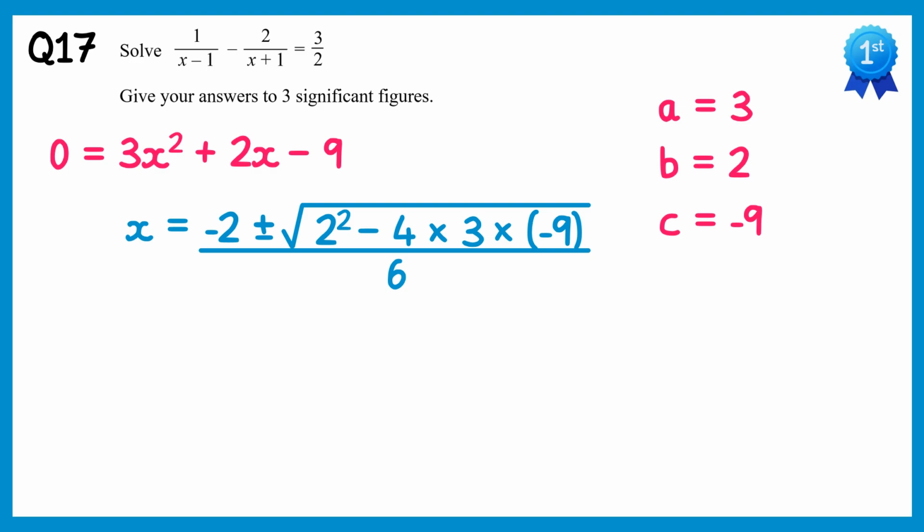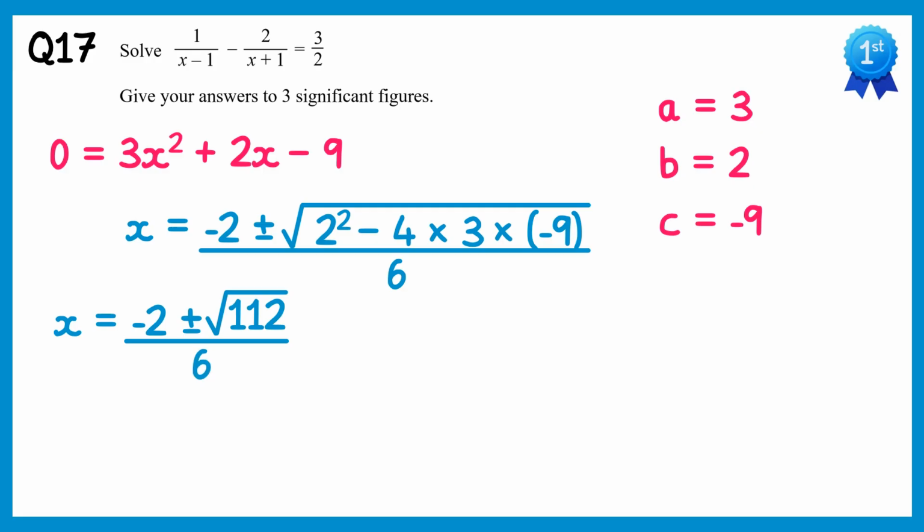Then what you can do is type this straight into your calculator, but I like to do this in stages, so I like to type in what's inside the square root first. If you do 2 squared minus 4 times 3 times negative 9, you end up with 112. So I like to write this as x equals negative 2 plus or minus the square root of 112 over 6. Next we need to separate this into its two solutions.